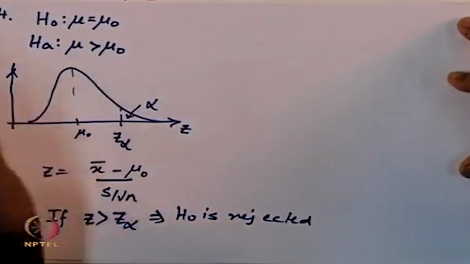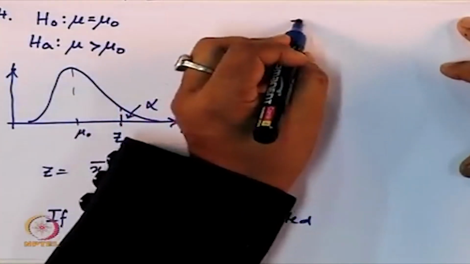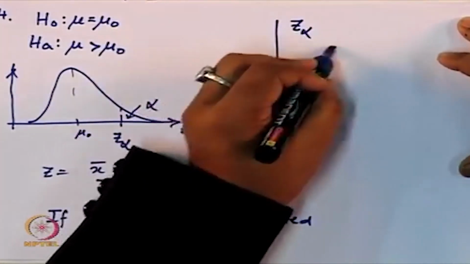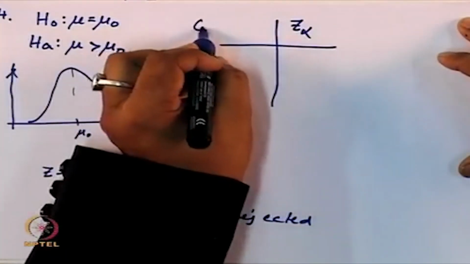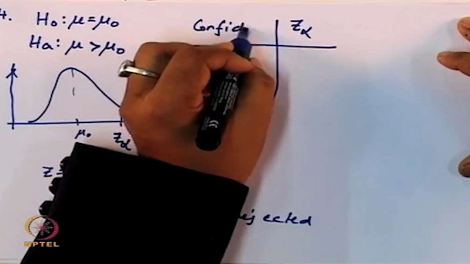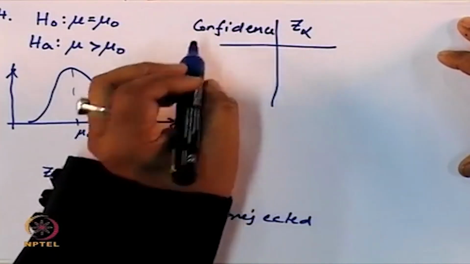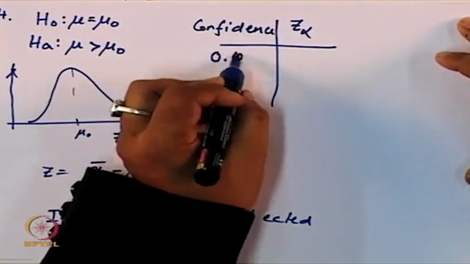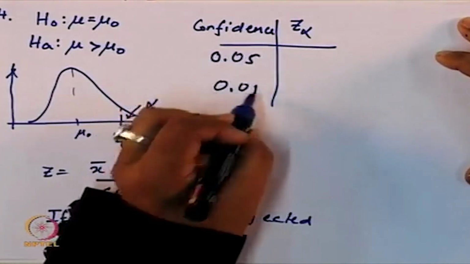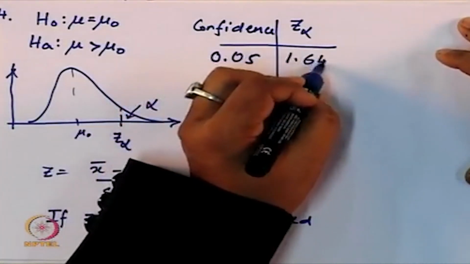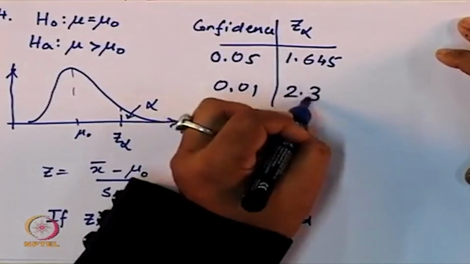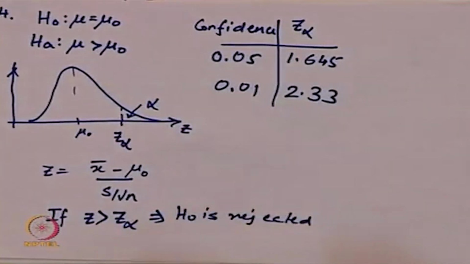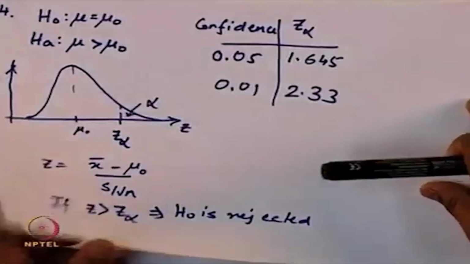Okay. So, the corresponding values of Z alpha for a one tail test: for the significance levels 0.05 and 0.01, they are 1.645 and 2.33. So, these are the one tail and the two tail tests.